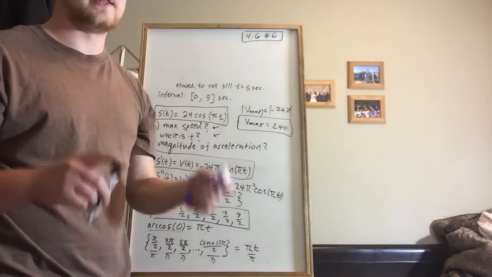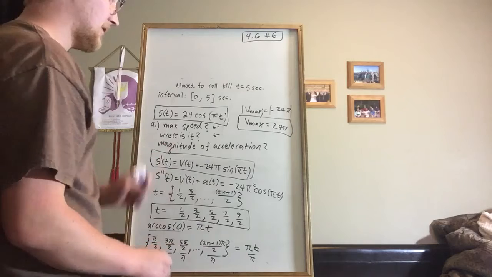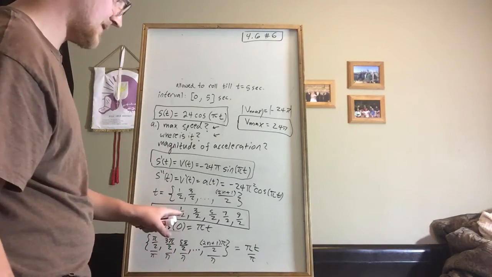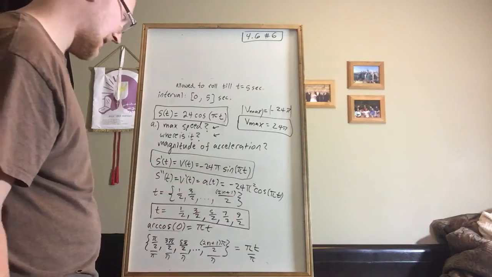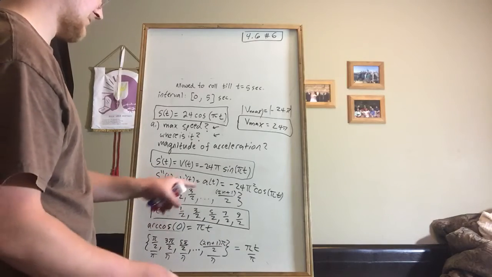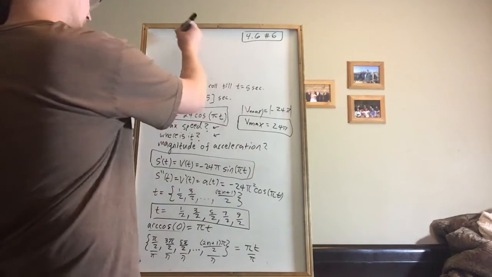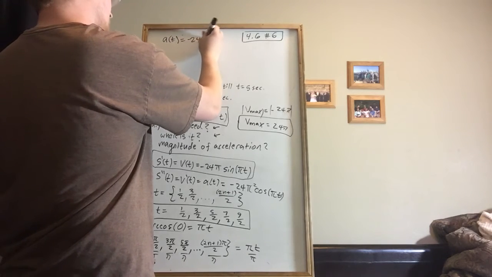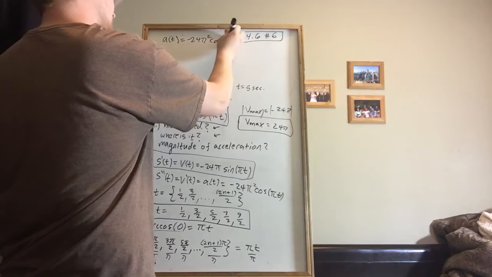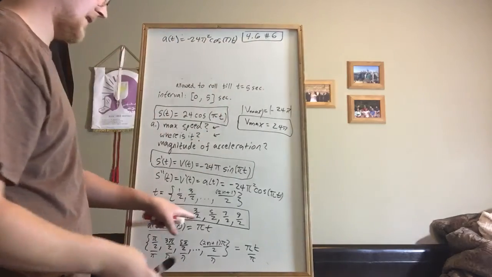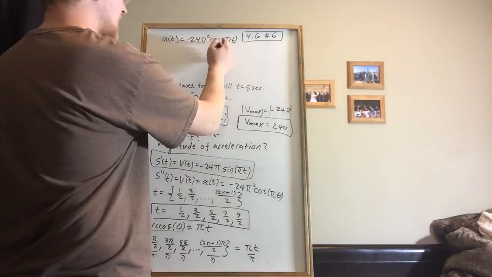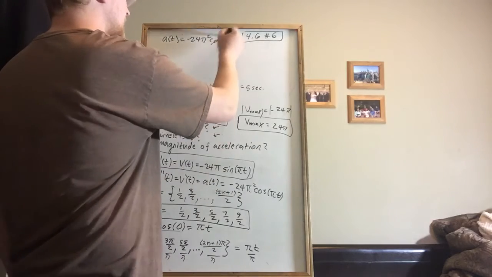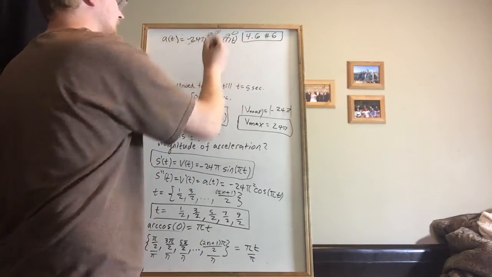All right, it says good job. What is the magnitude of the acceleration when the cart has the maximum speed? Well, we know the cart has the maximum speed at these times: 1/2, 3/2, 5/2, 7/2, 9/2. So now we just plug those times into our acceleration function, which we found earlier: a(t) equals -24 pi squared cosine pi t. Any one of these will do. We'll plug in 1/2. Cosine pi halves is 0. Woo, we're getting 0 again. Alright.